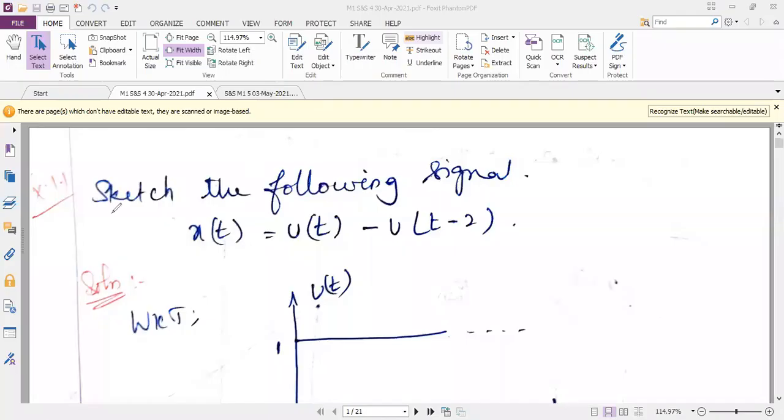So we just continue the problems in module 1. The theory part is completed. So you can take down this question. Sketch the following signal. X of t is equal to u of t minus u of t minus 2.